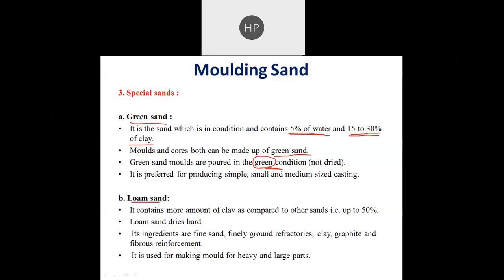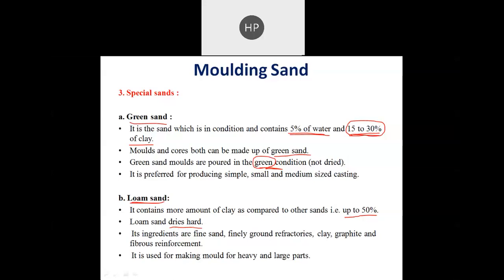Then the second one is loam sand. It contains more clay as compared to other sands, up to 50 percent. Here you can see the percentage of clay is only 15 to 30 percent, but if the amount of clay is up to 50 percent, then it will be considered as loam sand. Loam sand dries hard because the percentage of clay is high. When it becomes dry, it becomes very hard.